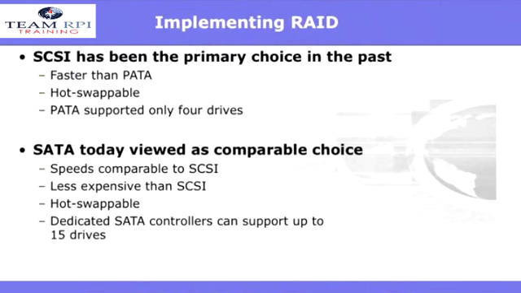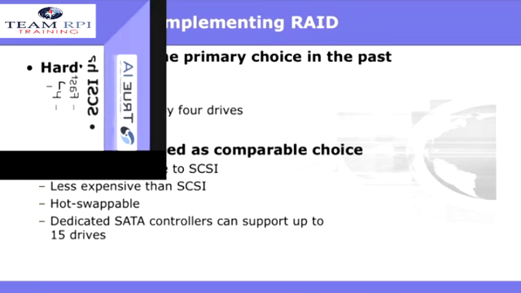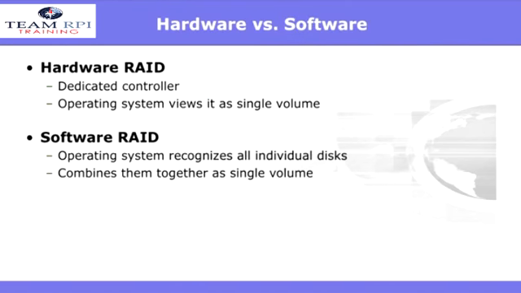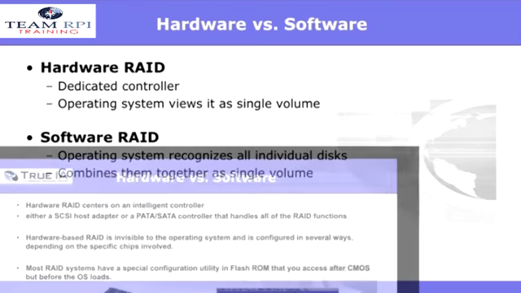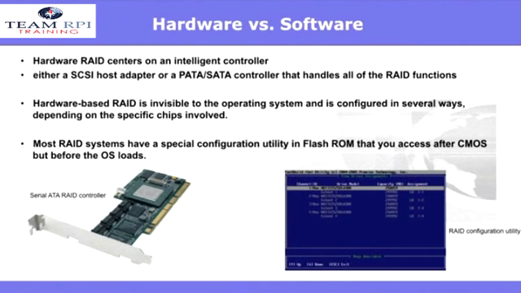To implement a RAID, you'll either use SCSI, which has been the primary choice in the past, or SATA, which is commonly used today. You'll also have your choice of whether to implement a hardware or software RAID. With a hardware RAID, you'll have a dedicated controller, versus a software RAID where the operating system recognizes all the individual disks. With a hardware-based RAID implementation, it's invisible to the operating system and is configured in several ways depending on the specific chips involved.